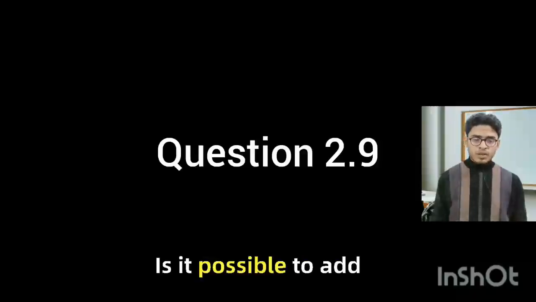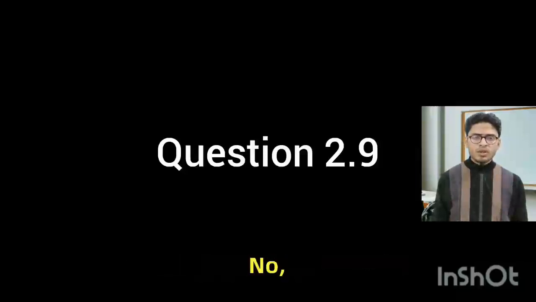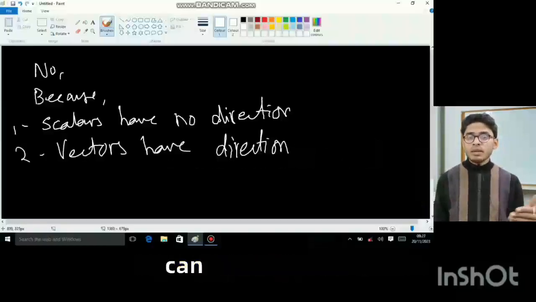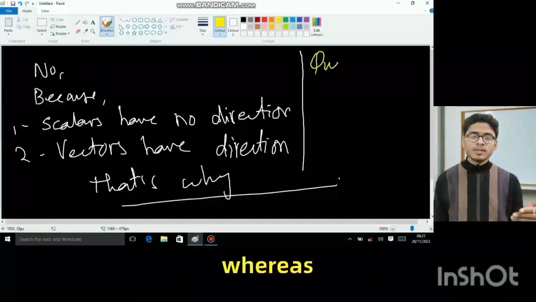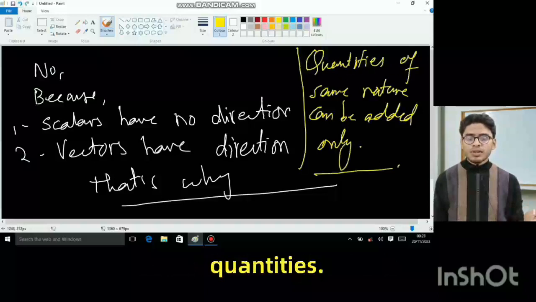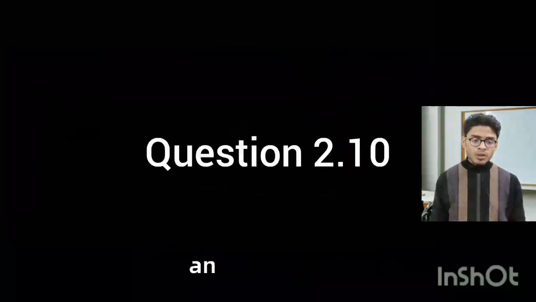Is it possible to add a vector quantity to a scalar quantity? No, it is not possible because quantities of the same nature can be added only, whereas vectors and scalars are different physical quantities. Can you add 0 to a null vector?